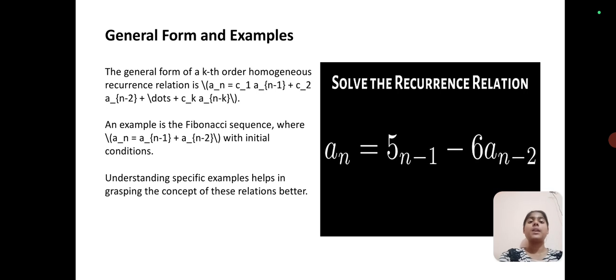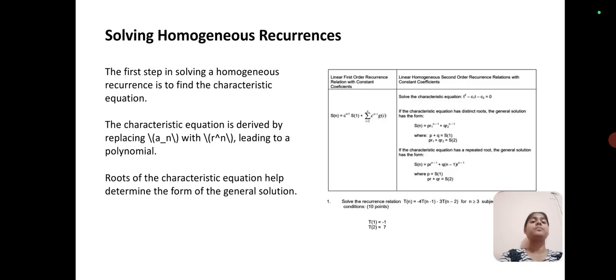General form and examples. The general form of a kth order homogeneous recurrence relation is a_n = c1 * a_(n-1) + c2 * a_(n-2) and so on up to ck * a_(n-k). An example is the Fibonacci sequence where a_n = a_(n-1) + a_(n-2) with initial conditions. Understanding specific examples helps in grasping the concept of these relations better.